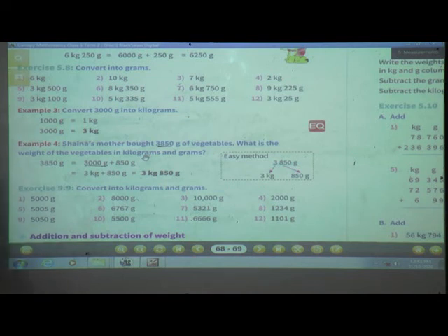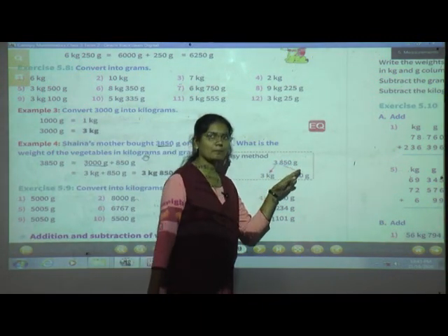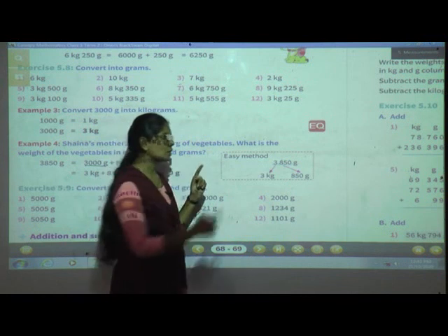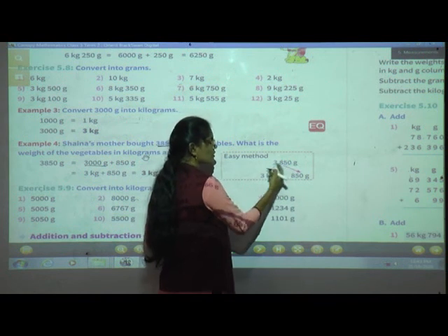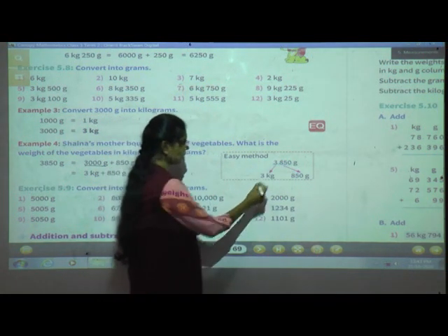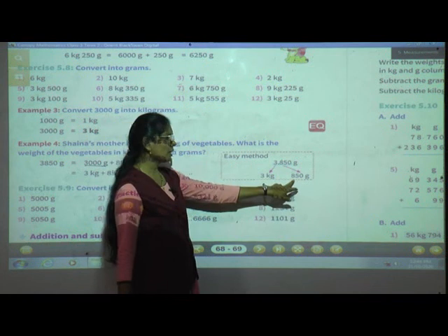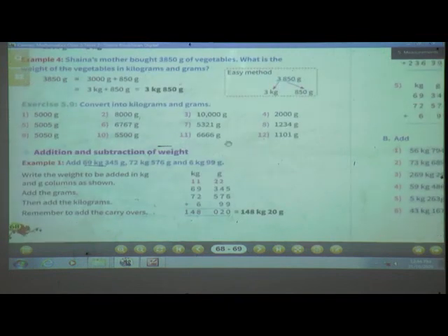Okay, there is one more method to solve this, that is a very easy method. 3850 gram is equal to, see this, we have to convert into kilogram and gram. So from the right side, before the third digit you have to give a dot. Means 3.850 means 3 kg 850 gram. In this way also you can convert this gram into kilogram and gram. Understood? Okay. Now let us move to the next exercise, that is exercise 5.9.